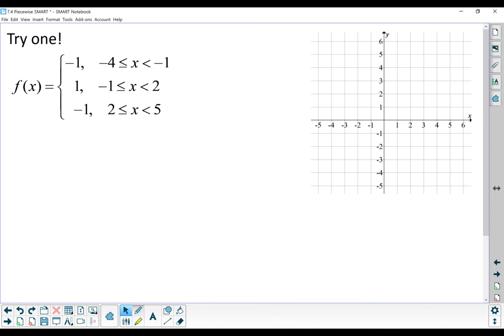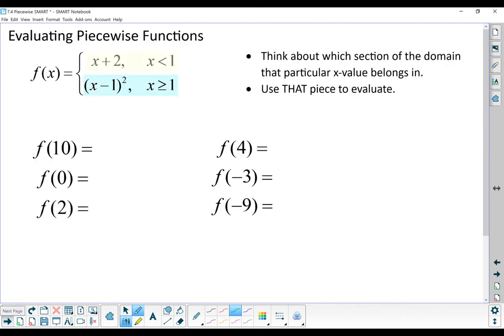So here's one for you to try if you want to pause and try it and see how you do, and I'll graph it. You can check yourself. For the first piece, -1, closed circle to open circle. The next one would be a height of 1, and it's between -1 and 2. And the last piece goes back down to -1, filled in circle at 2, open circle at 5. So this is what that function should look like if you tried it.